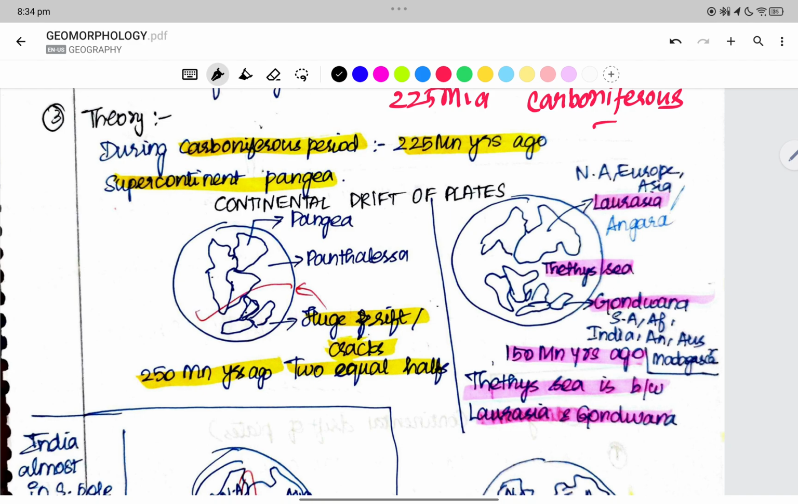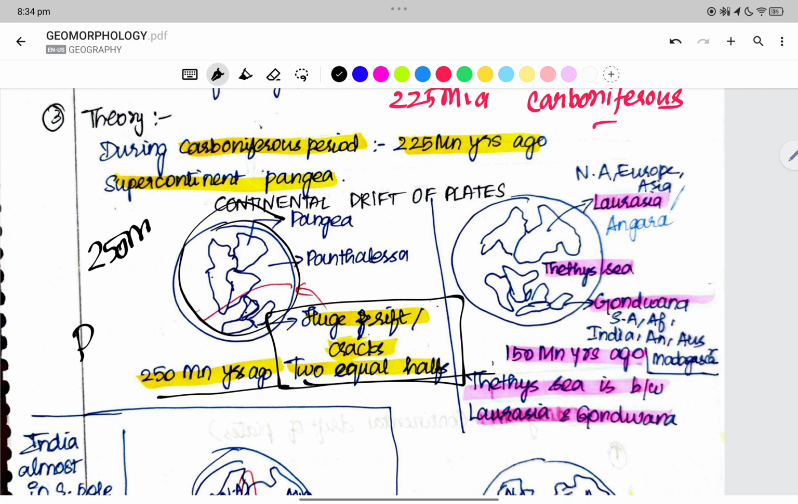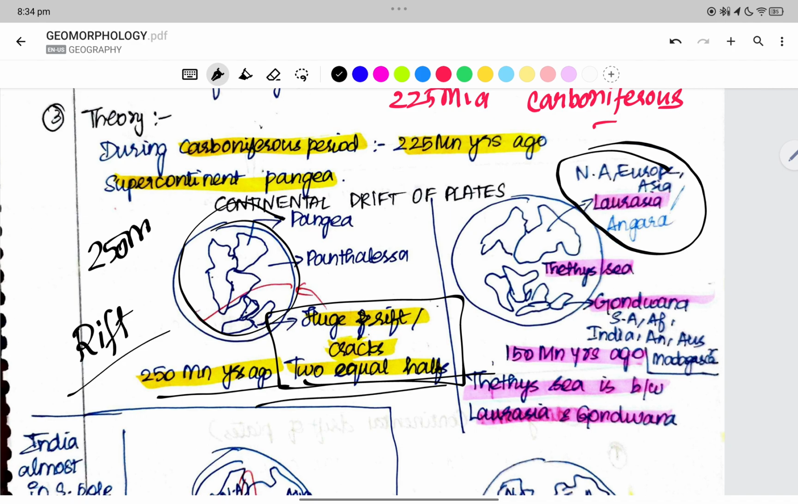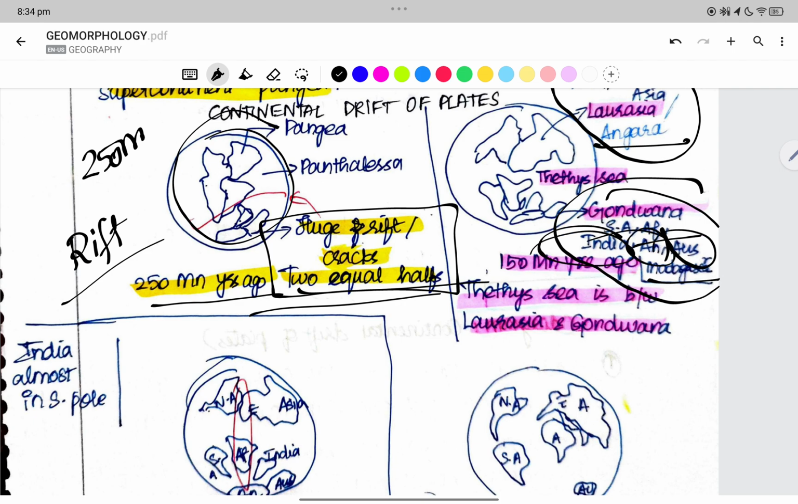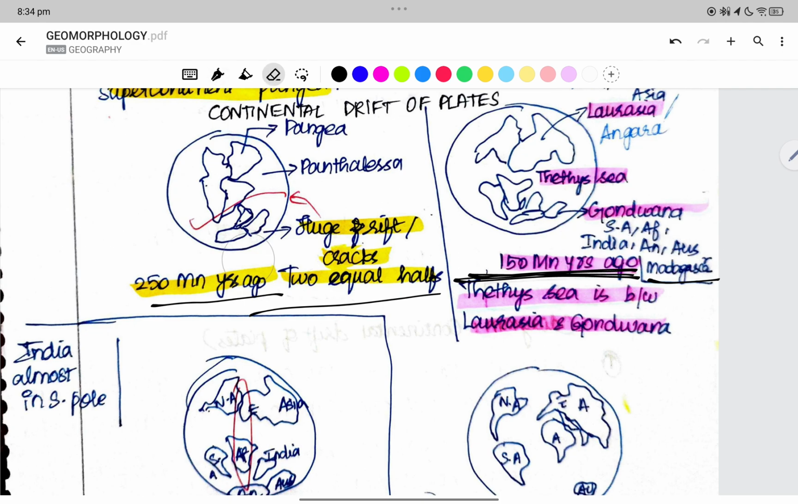Now, Pangaea and Panthalassa, 250 million years ago, there was a crack, or we call it a rift, which divided it into two halves. North America, Europe, and Asia form Laurasia, and Gondwana is South America, Africa, Madagascar, India, Australia, and Antarctica. This is 150 million years ago, when the two were separated, right? The Tethys Sea is between Laurasia and Gondwana.